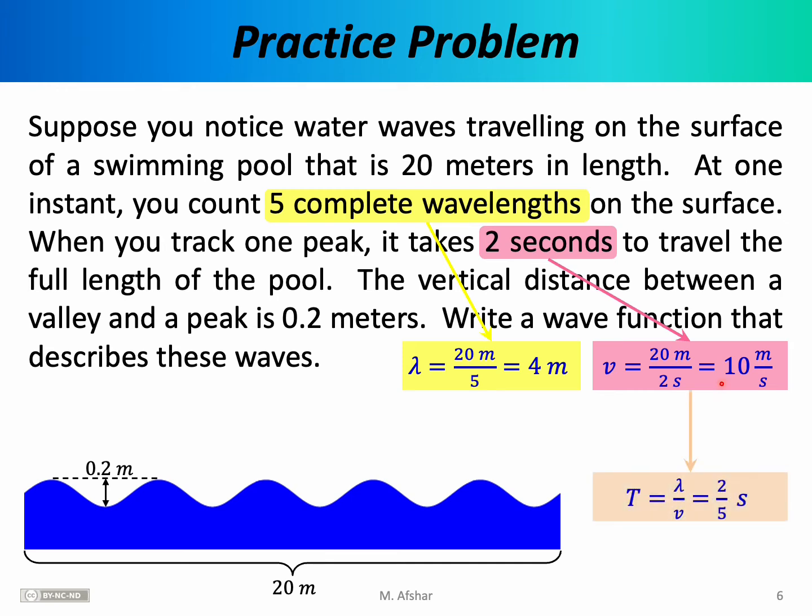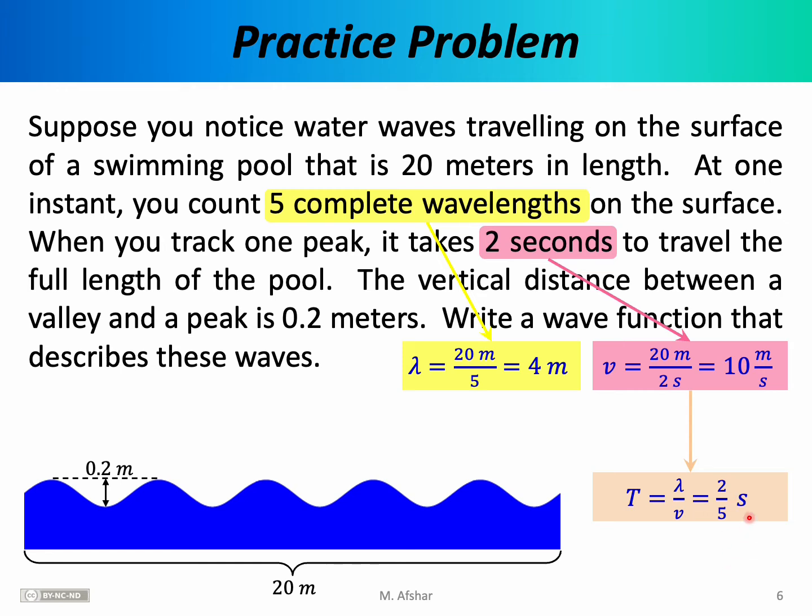This is important because it allows us to figure out the period of the waves. Remember that wave speed is wavelength divided by period. Rearranging that equation, we find that the period is lambda over v, or 4 meters divided by 10 meters per second, which I can express as 2/5 of a second.